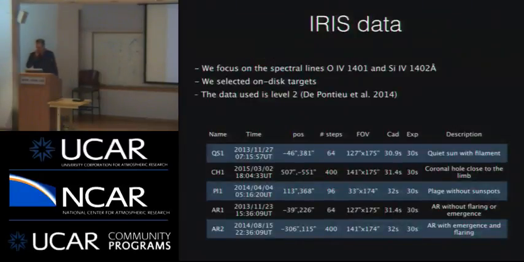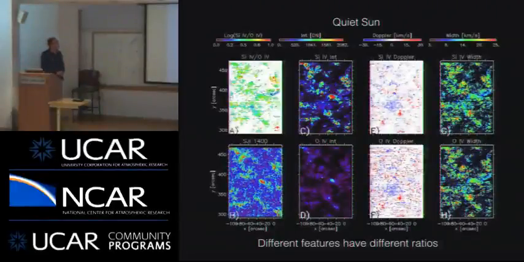These are some targets on the disk that I selected: quiet sun, coronal hole, plage, and two different active regions, one quiescent and the other one with some flaring and emergence going on. If we look at the maps of these observing targets, this is for the quiet sun. These two panels show intensity maps of silicon IV and oxygen IV, and you can see silicon IV shows much more emission than oxygen IV.